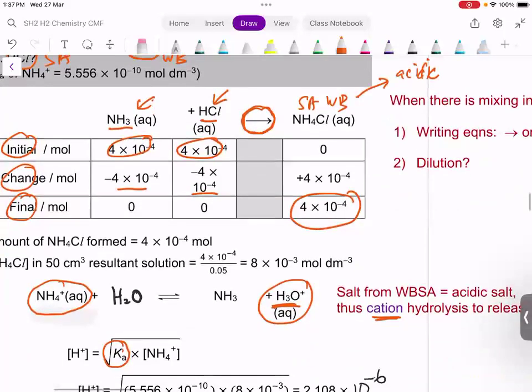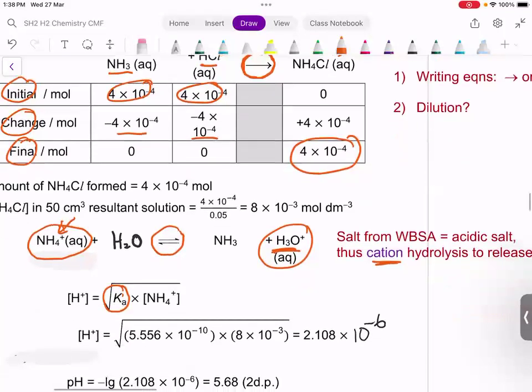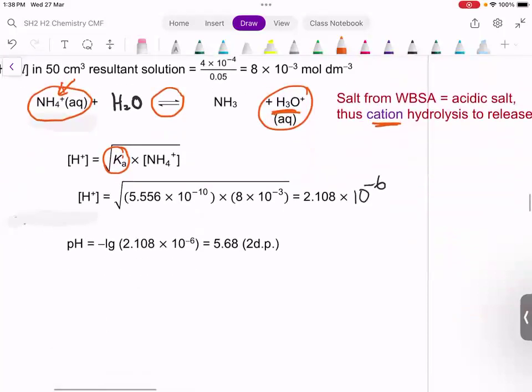But if you're talking about proton transfer between your weak acid or weak base and water, you use a reversible arrow. Every time you have a proton transfer with water involving weak acid or weak base, use a reversible arrow. It's just hydrolysis. So the acidic salt undergoes weak acid dissociation. Very clear, this is reversible, therefore finally we calculate the pH.